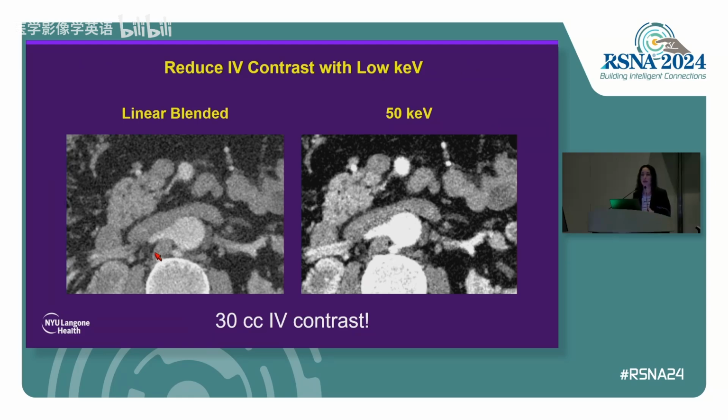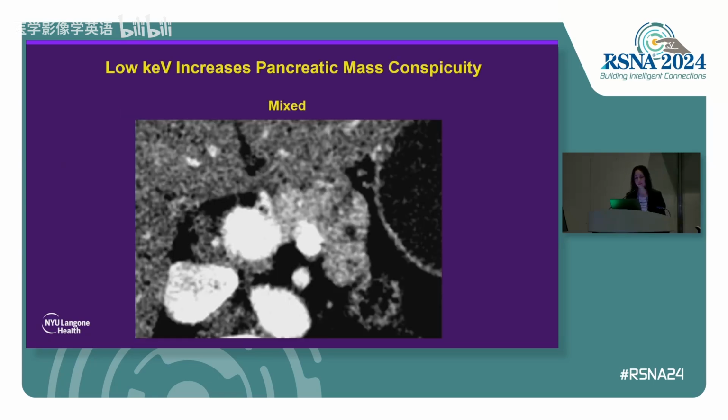So since you can see contrast better, you can also give less contrast. So here's a 30 cc angiogram. If you look at the low keV image on your right, you can see there's excellent attenuation of the aorta, and this is well documented in the literature. So it's not just hypervascular lesions, so low contrast visibility areas like the liver and the pancreas really benefit from these low keV virtual monoenergetic images as well.